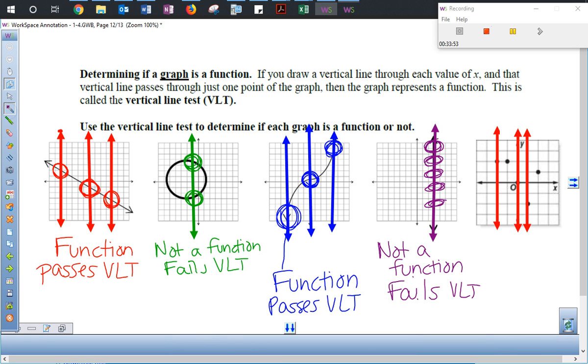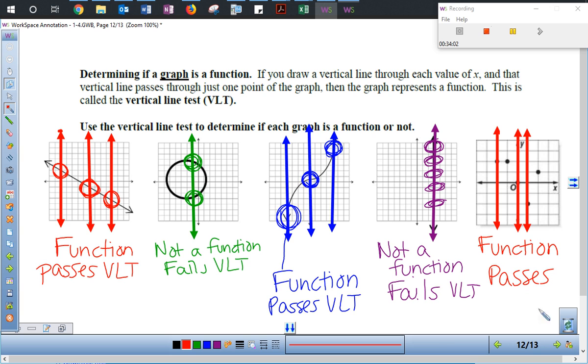So this graph is a function because it passes the vertical line test. So again, that means that my red one, my blue one, and my other red one, these middle three, are functions. Every element in the domain maps to exactly one element in the range. This green one and purple one are not functions because they failed the vertical line test. That means some element in my domain maps to more than one element in the range.